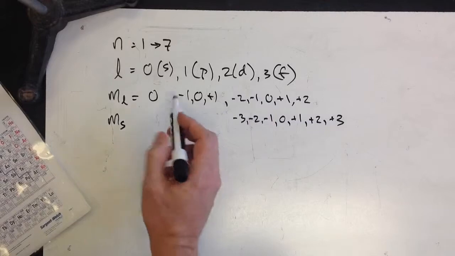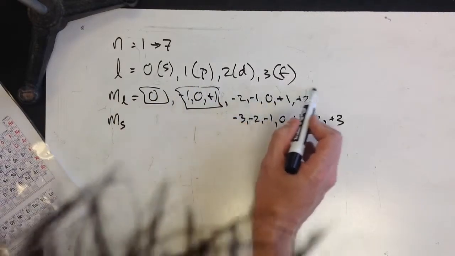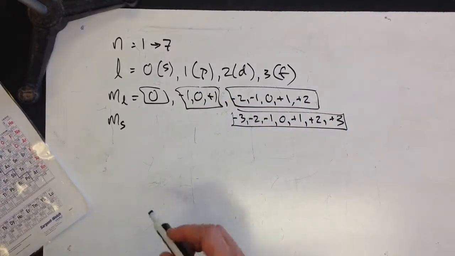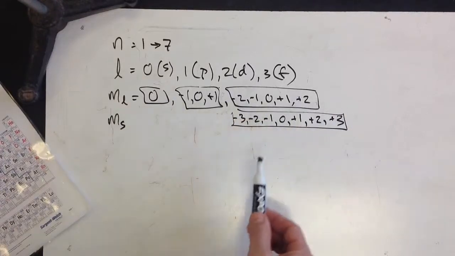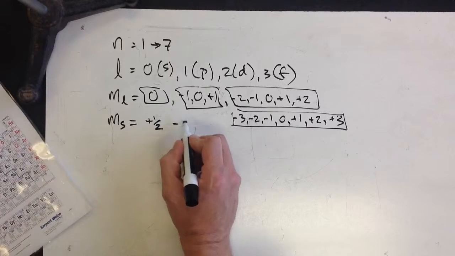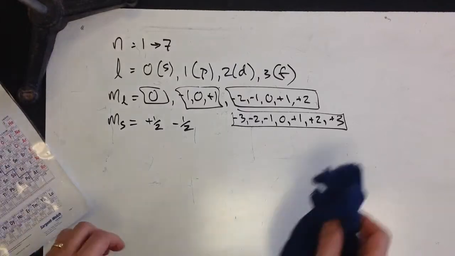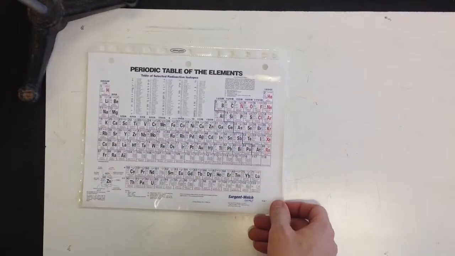Now within each of these, we can place 2 electrons. So therefore there's 2 addresses for each one of these positions. And those addresses correspond to either a positive spin or a negative spin. Okay? So that's kind of the foundation. So let's take a look what this looks like then as we take a look at the periodic table.